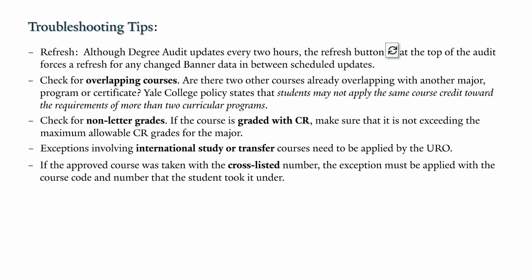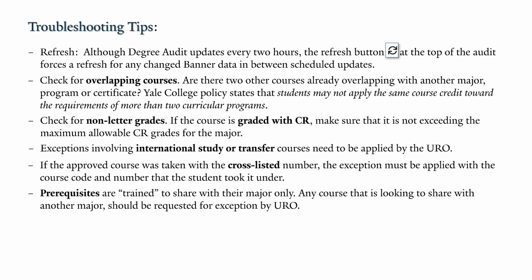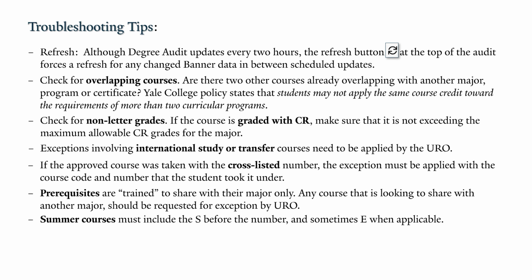If the approved course was taken with the cross-listed number, the exception must be applied with the course code and the number that the student took it under. Prerequisites are trained to share their major only. Any course that is looking to share with another major should be requested for exception by the URO. Summer courses must include the S before the number and sometimes an E when applicable.